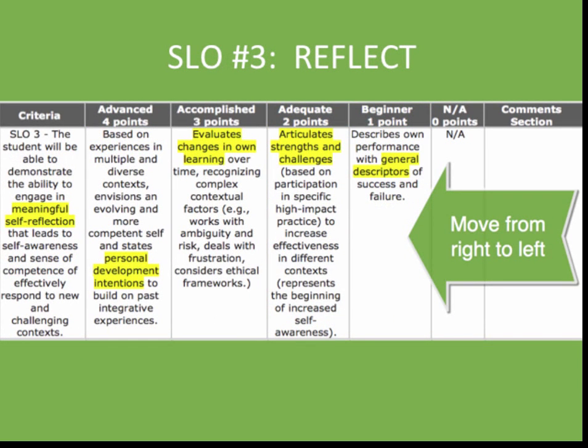And then SLO 3 is reflection. So 1 point is just very general descriptors of success and failure. They've got to at least address success and failure, though, even to earn 1 point. So if they never mention success and failure, that's going to be 0. And then if they very clearly specify what their strengths were and their challenges were, again, we're using the word "and," so it's got to be both, that warrants 2 points. And then if they evaluate how they have evolved in their learning process over time, that would be 3 points. But remember, they've got to do all of the stuff below it as well to reach the 3 points.